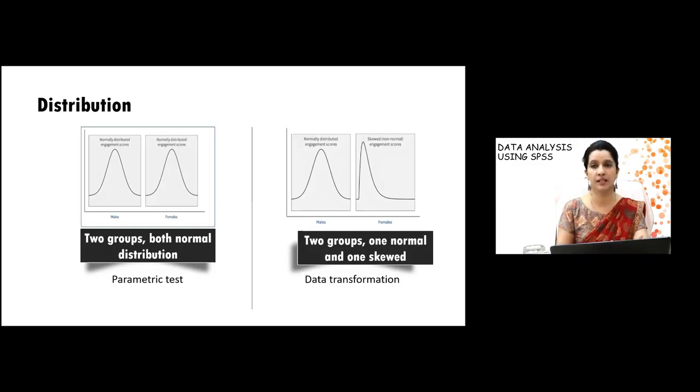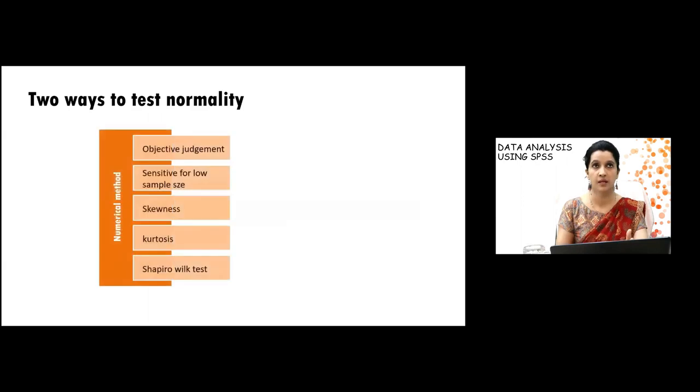So in this case, there are ways to handle the skew deviation, like data transformation, which we will not be telling you in this session. There are 2 ways to test for normality: a numerical method and a graphical method. First we will focus on the numerical method.